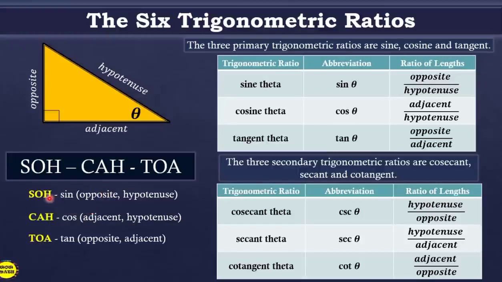So, always remember SOHCAHTOA. So, kapag alam po natin ito, sine, opposite, hypotenuse, cosine, adjacent, hypotenuse, tangent, opposite, adjacent. So, pag alam po natin ito, just remember that cosecant is just the reciprocal of your sine, secant is just the reciprocal of your cosine, and cotangent is just the reciprocal of your tangent. So, eto lang po, magi-interchange lang po yan.